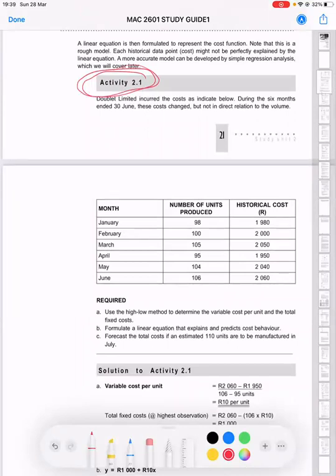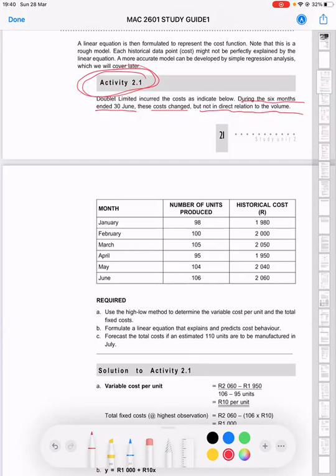Now they said Duplex Limited incurred the costs as indicated below. During the 6 months ended 30 June, these costs changed, but not in direct relation to the volume. So in other words, these costs are not purely variable, because variable costs will change in direct proportion to what? To changes in volume.